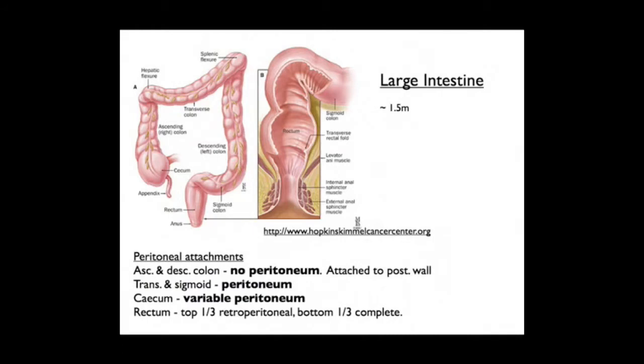The ascending and descending colon have no peritoneum attached. They're attached to the posterior wall, whereas the transverse and the sigmoid have peritoneum attached. The cecum is variable from person to person. The top third of the rectum is retroperitoneal, and the bottom is completely peritoneal. And the middle third is 50-50. It changes as you go down.